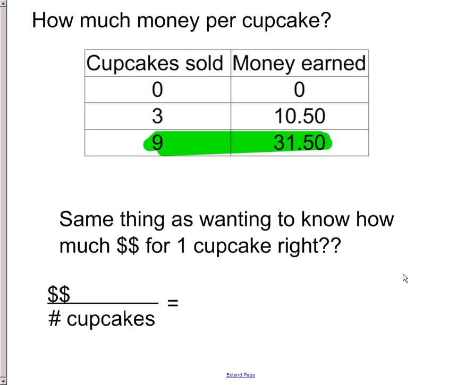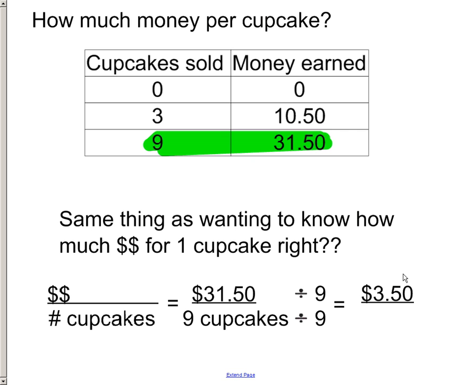Let's try a different one. 3150 on top and 9 cupcakes on bottom. So you could divide top and bottom by 9. 3150 divided by 9 is 350. 9 divided by 9 is 1.